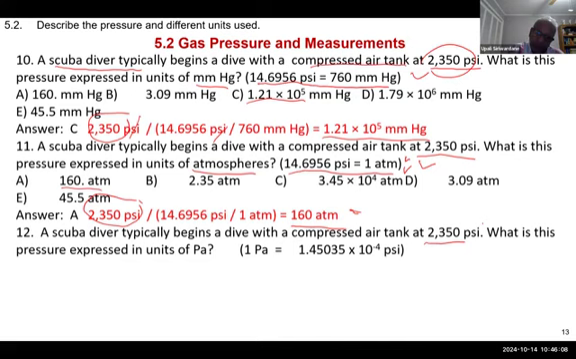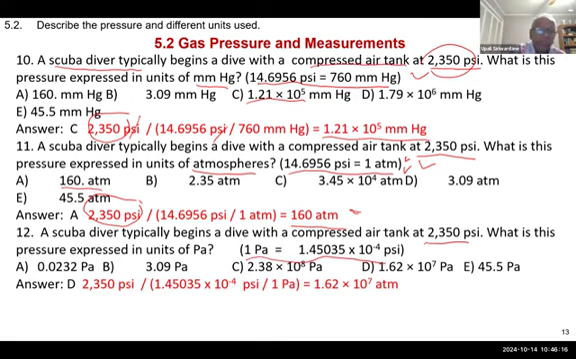So same PSI. Now they're asking in Pascal. So you start with PSI, this conversion factor, rearrange to a fraction. This divided by 1 Pa. The idea is to cancel the PSI and leave the Pascal. When you use the factor label method, you can figure out whether to multiply or divide to do the conversion. Answer is D.